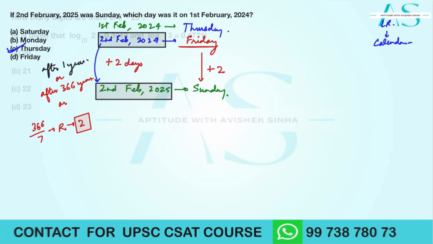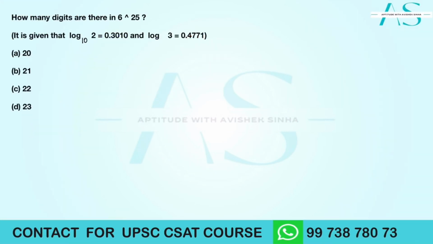How many digits are there in 6^25? Now if you look at this problem, suppose this question was 6 squared, then we know this is 36, so I can say it will have 2 digits, easy to comprehend. But 6^25 is actually a very large number to comprehend. Then I cannot be sure how many digits it will have. I cannot say with 100% surety whether it would be 20, 21, 22 or 23.